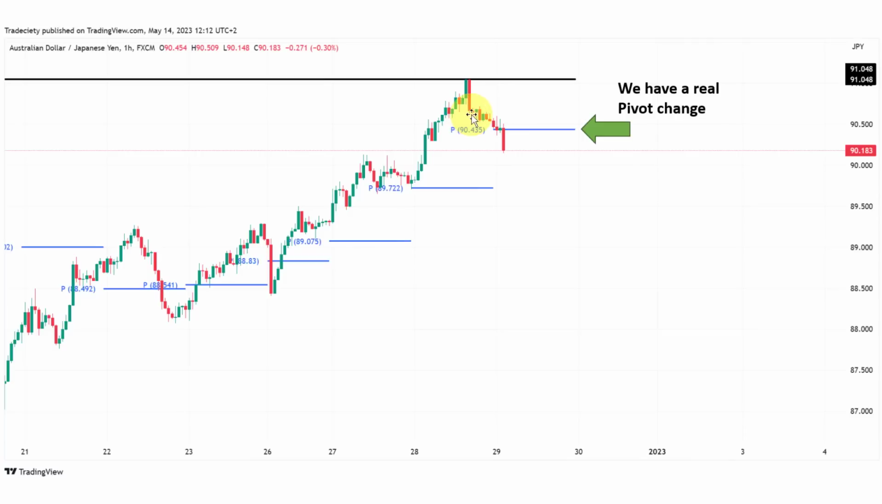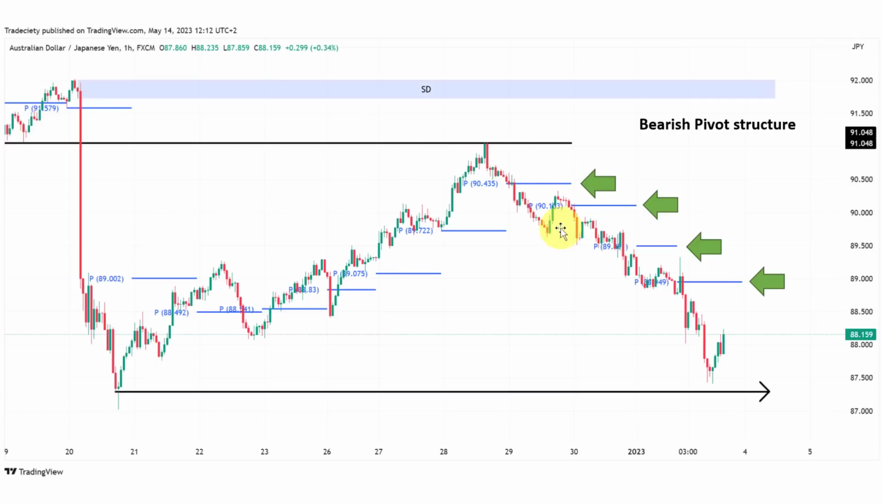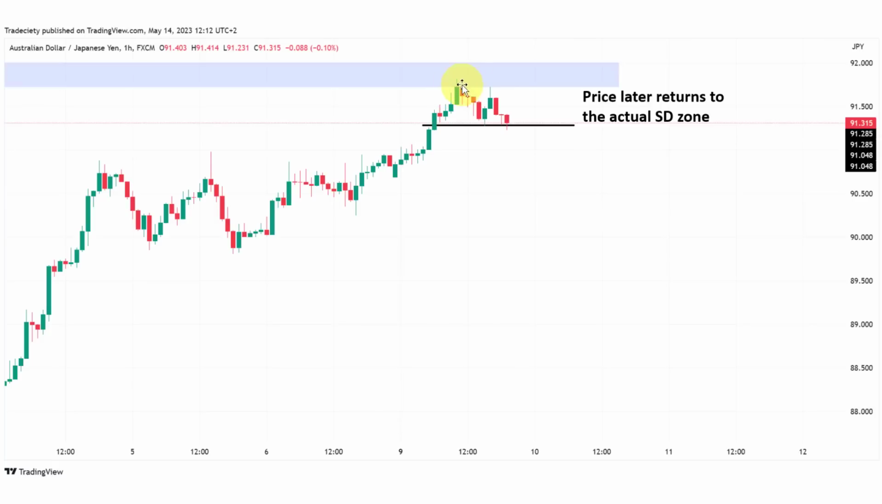The market in an uptrend trades above the pivot, in a downtrend trades below it. This is our first change, and then you can see the market rolls over. We trade into the previous lows, and this could have been your first interesting trade scenario here along those long-term support resistance levels. However, other traders will choose to wait for the market to hit the supply zone.